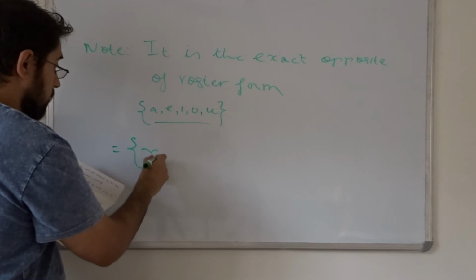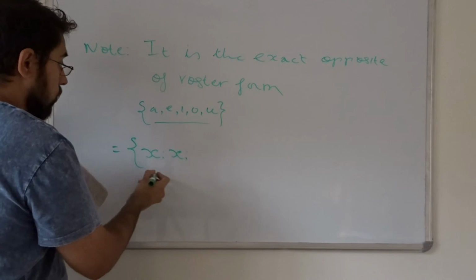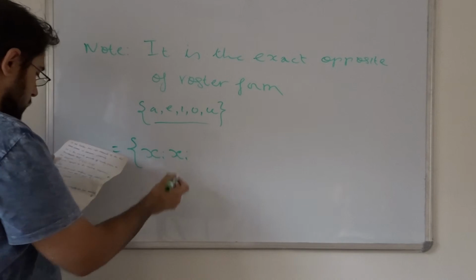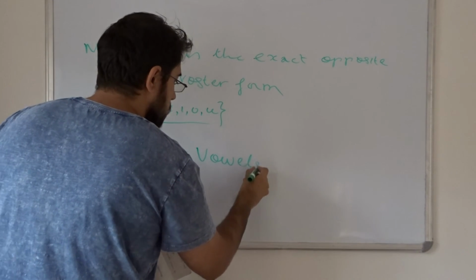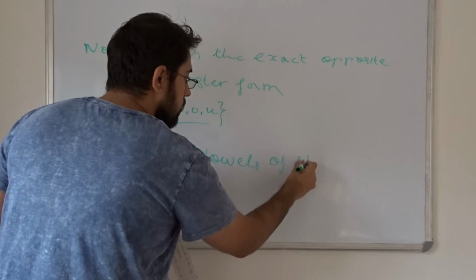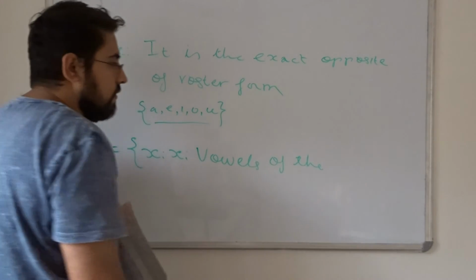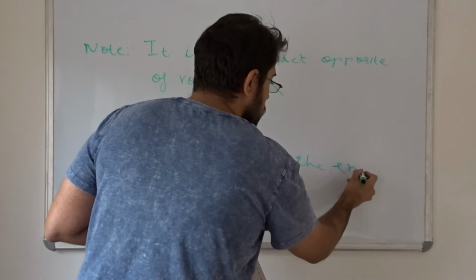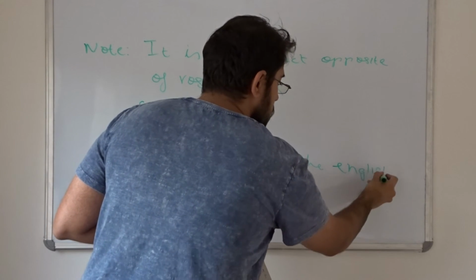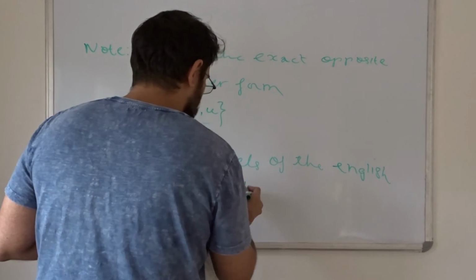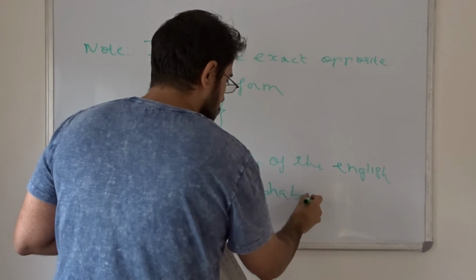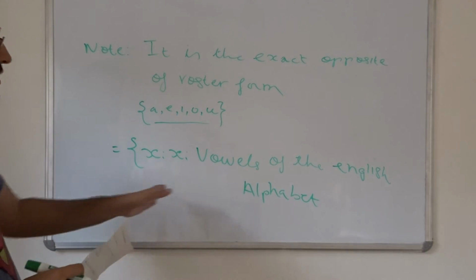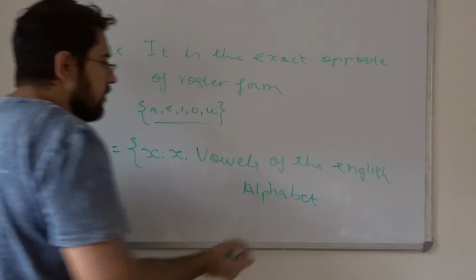Okay? You have to be very careful. You have to always write it like this. And then you just write vowels of the English alphabet. Okay? Vowels of the English alphabet. That's how you write it.